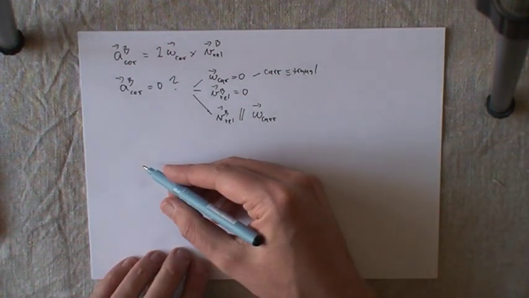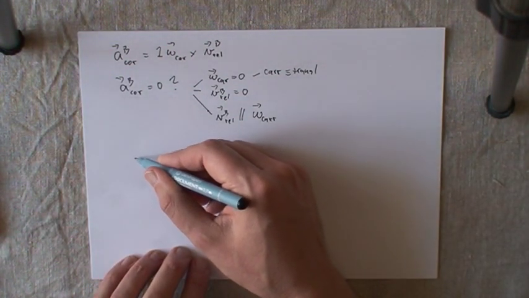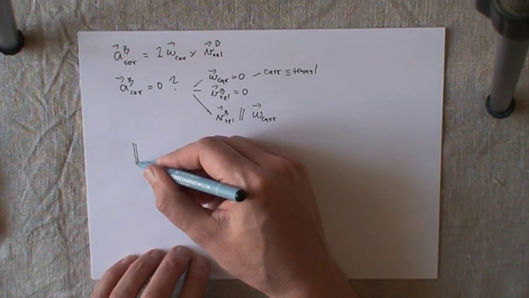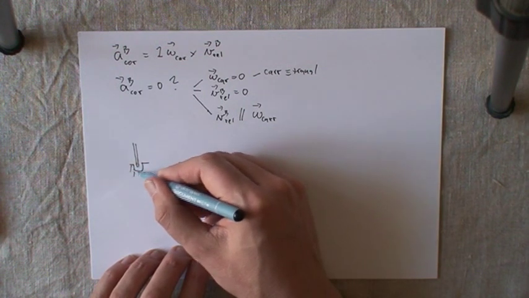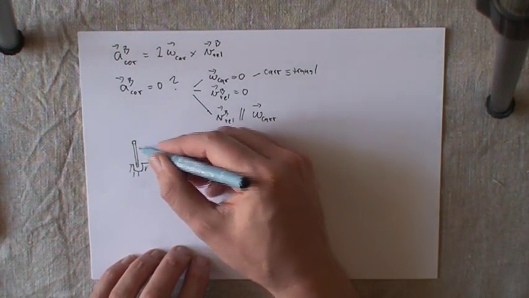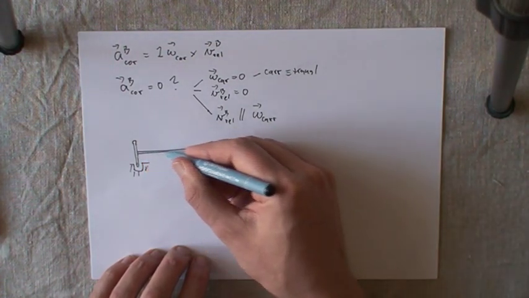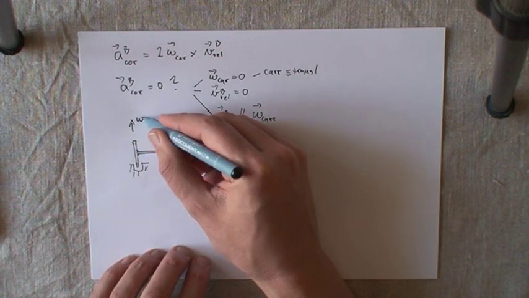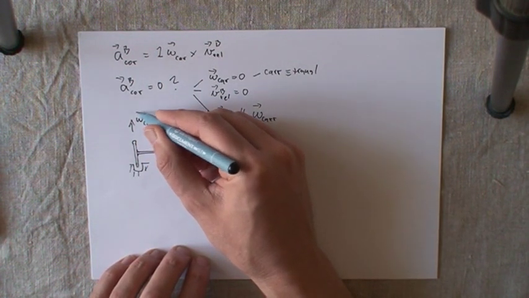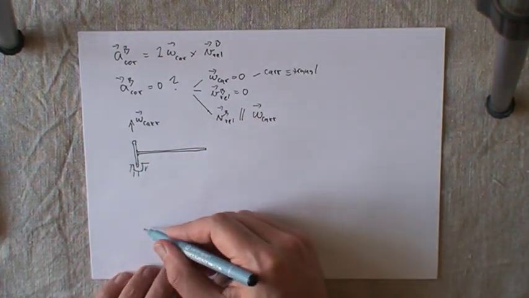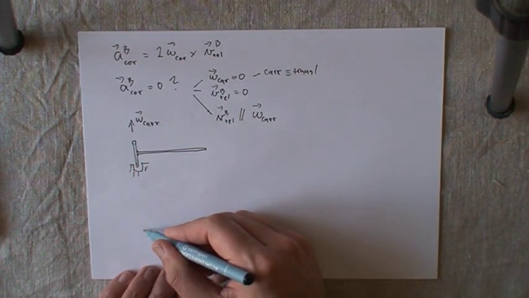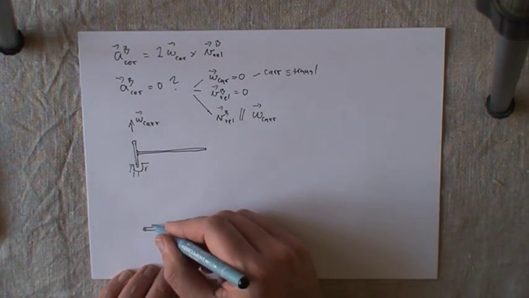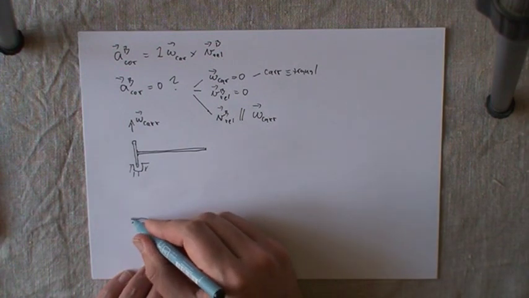So, where does it come from? If we take a look at, for example, a merry-go-round, simple stuff. Okay, so we have something like this, and we have omega carrying here. If we take a look from above, then we will have something like this. Okay, and it's rotating this way.